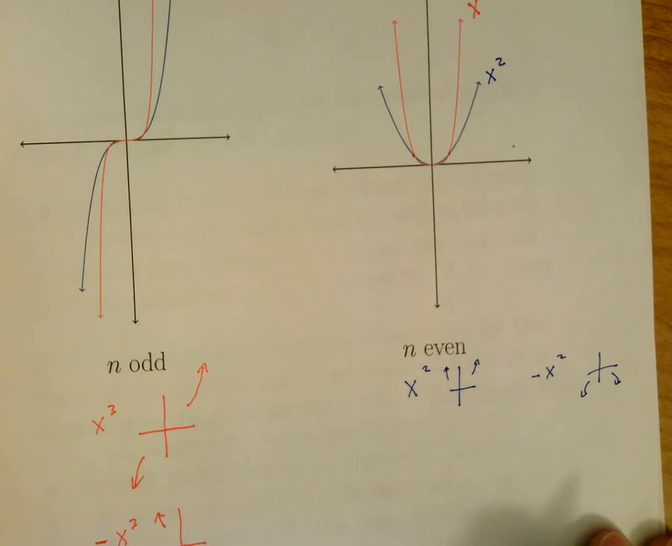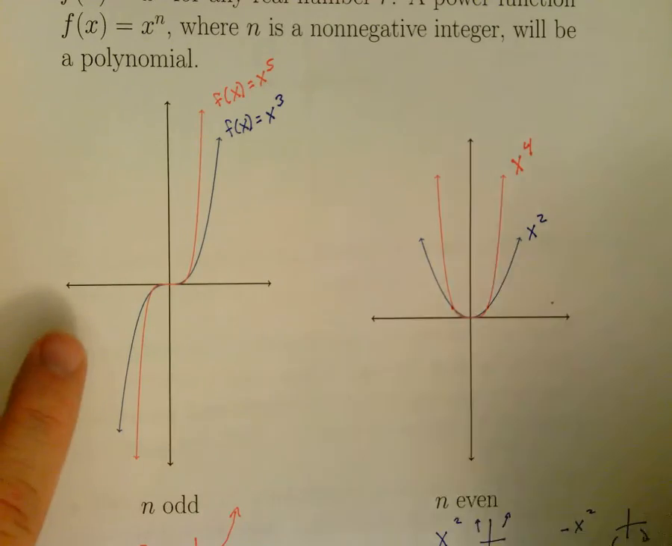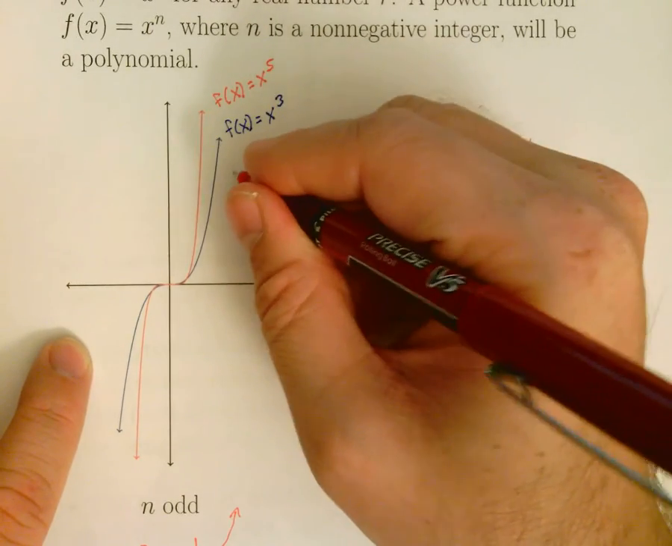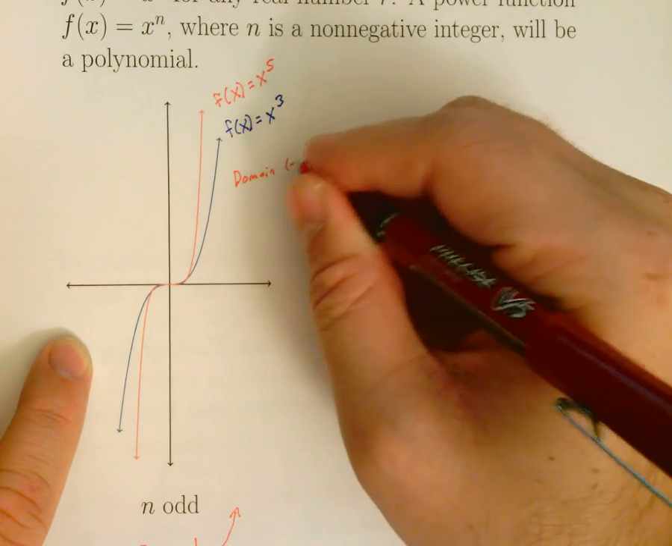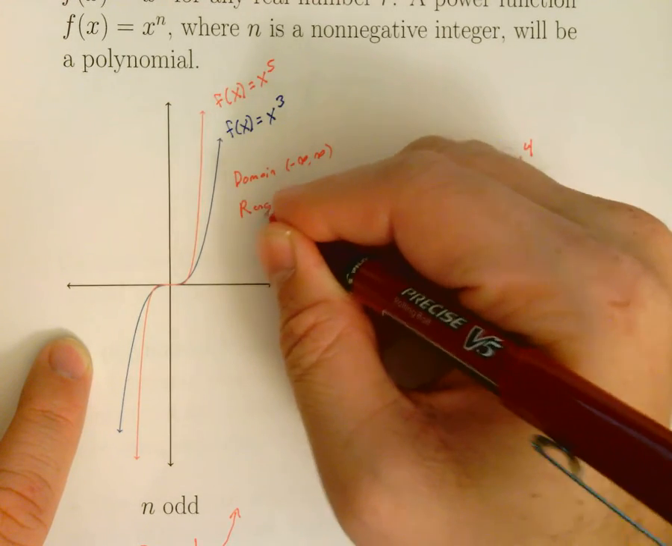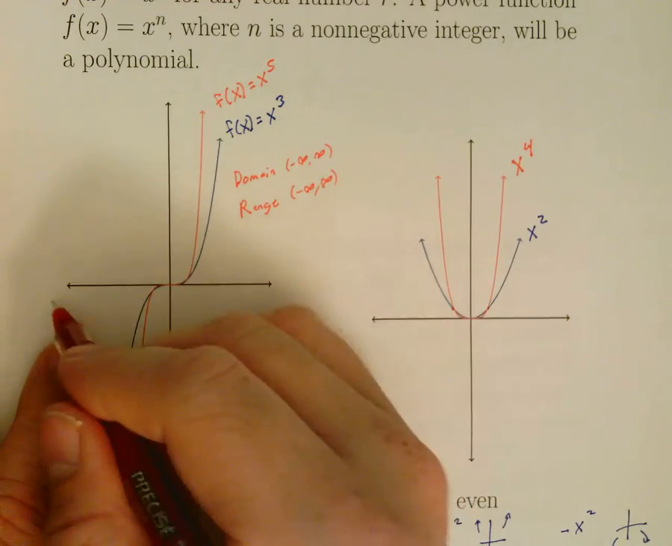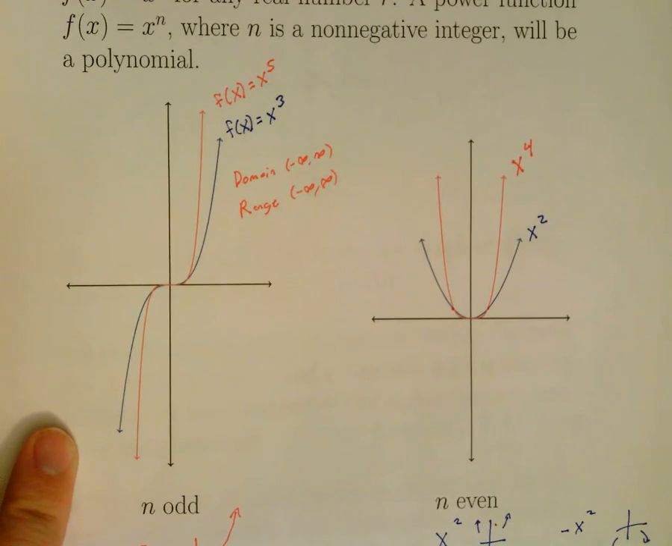Now let's talk a little bit about some other properties. You'll notice that for the odds, the domain is going to go from negative infinity to infinity, and the range is also negative infinity to infinity. So it goes from left to right, all the values. It goes from down to up and has all those values as well.